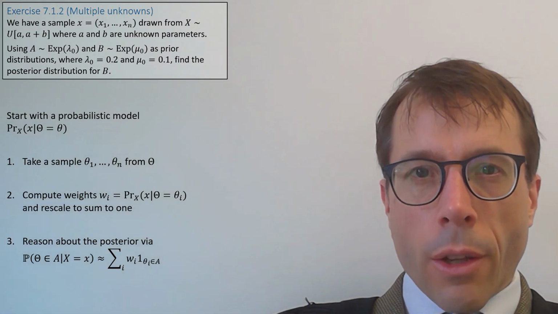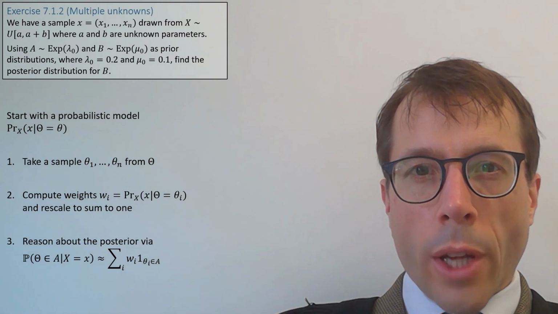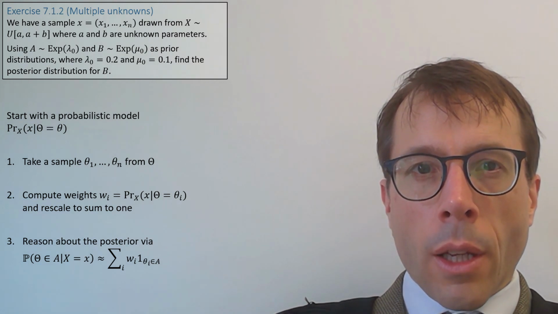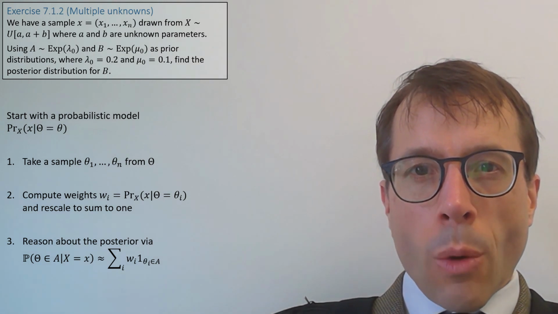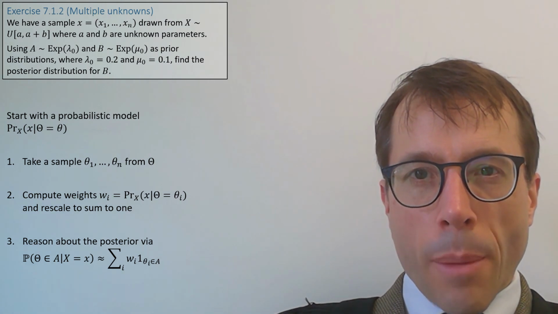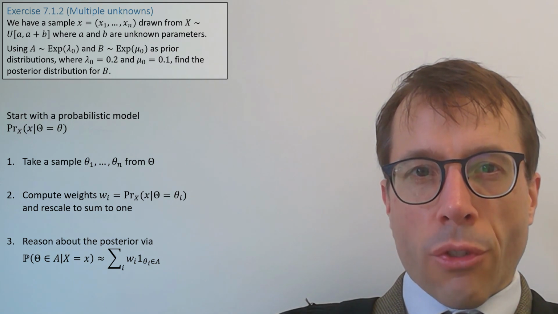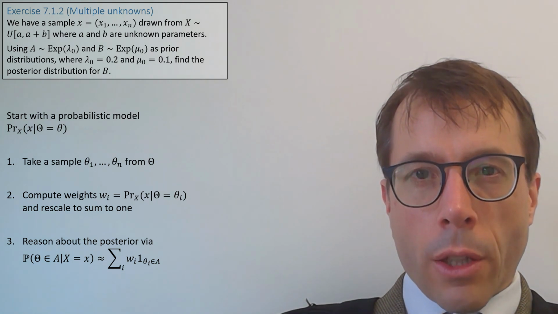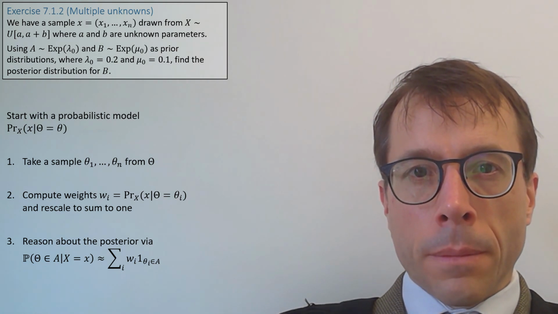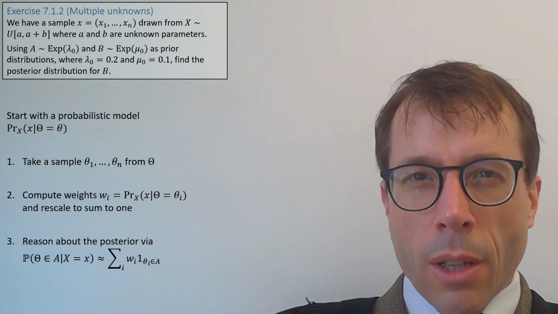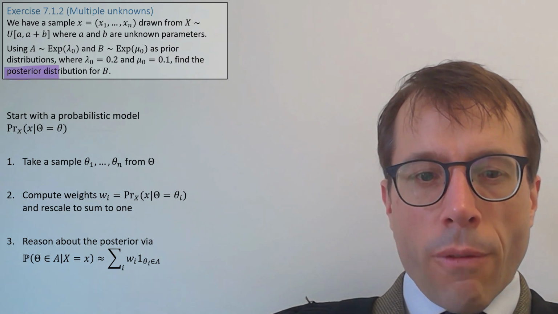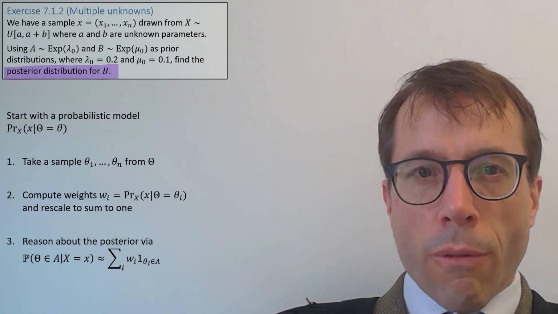The data model here, the distribution for x, has two unknown parameters a and b, and as we're being Bayesians here, we're going to treat all the unknown parameters as random variables. The question actually tells us precisely what distribution to use for the unknown parameters a and b. But now, the bit that might be confusing, the question asks us, find the posterior distribution for b.